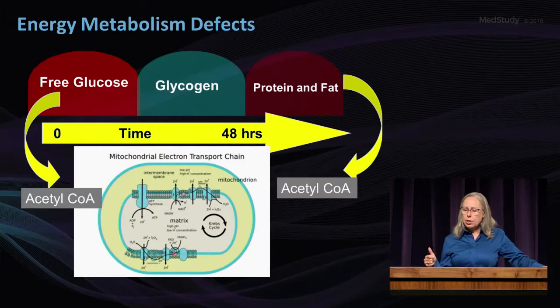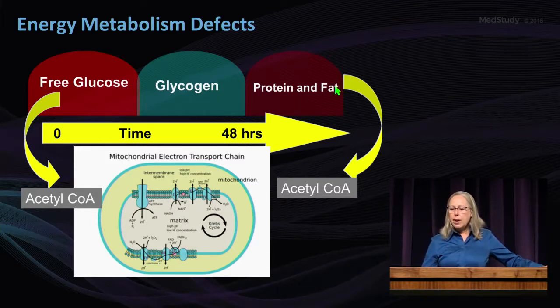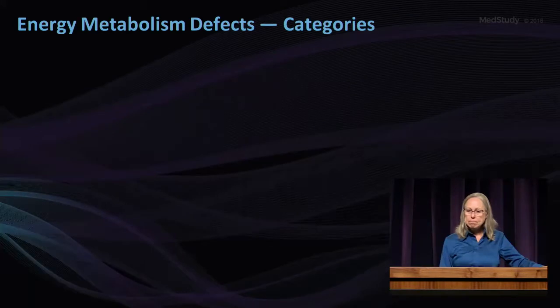Problems with glucose, glycogen, proteins and fats in our mitochondria. So our long-term fasts give us problems with proteins and fats. Glycogen has problems with short-term fasts. Mitochondria, I love my mitochondria. I hate mitochondrial diseases. They present like everything.